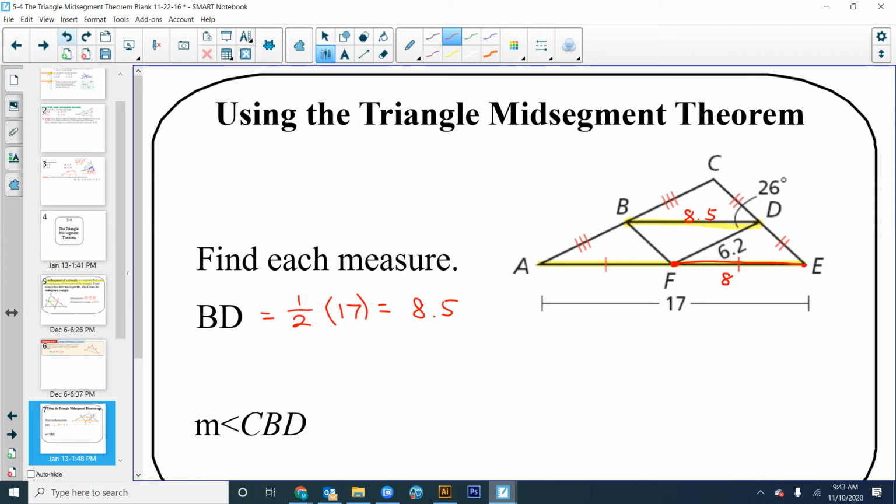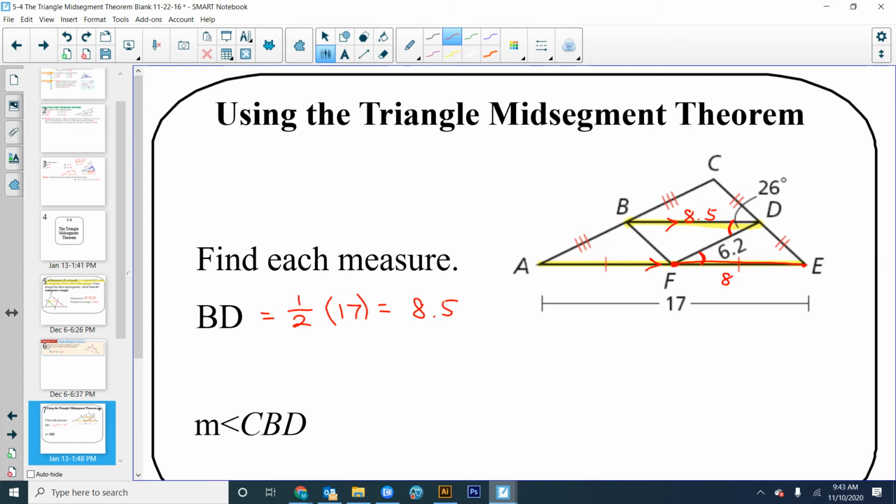All right, let's keep going. What's the other relationship? BD is also parallel to AE, isn't it? So if this angle's 26, what would this angle be? 26, because they are alternate interior angles. Do you see it formed? You see it?